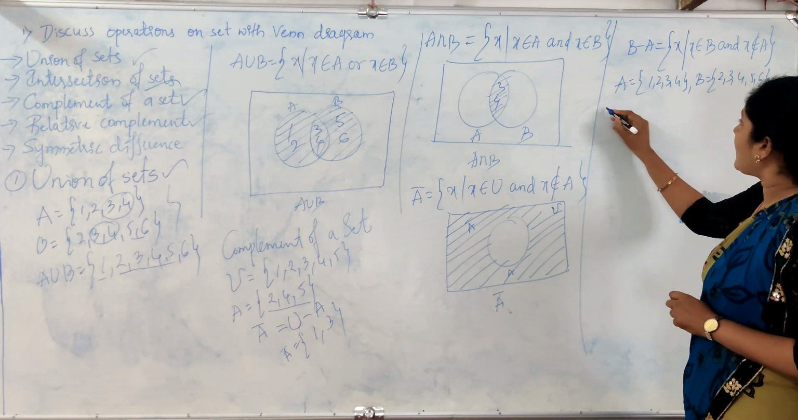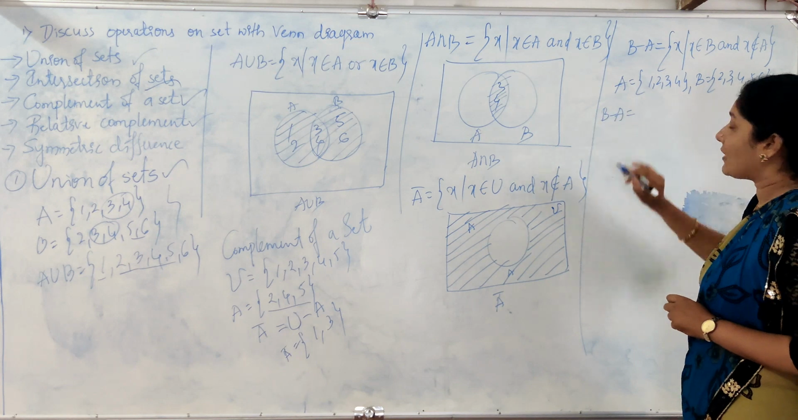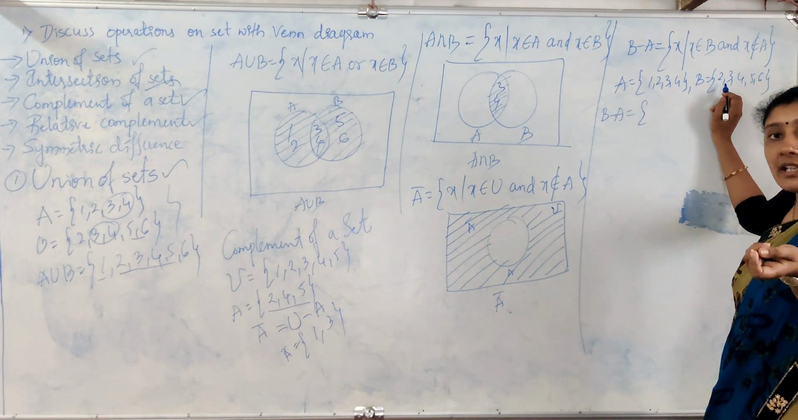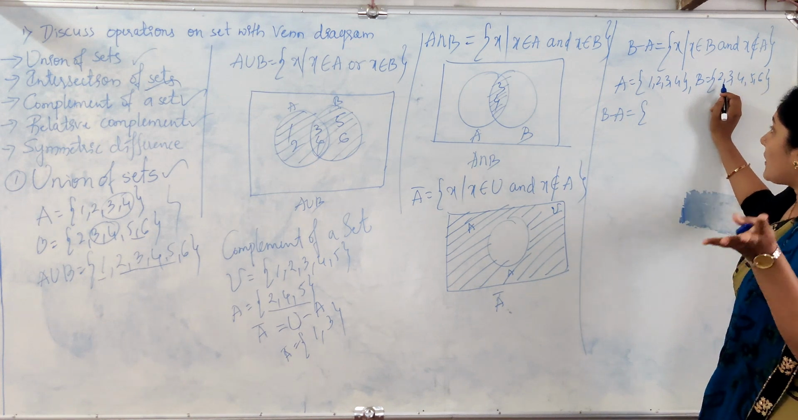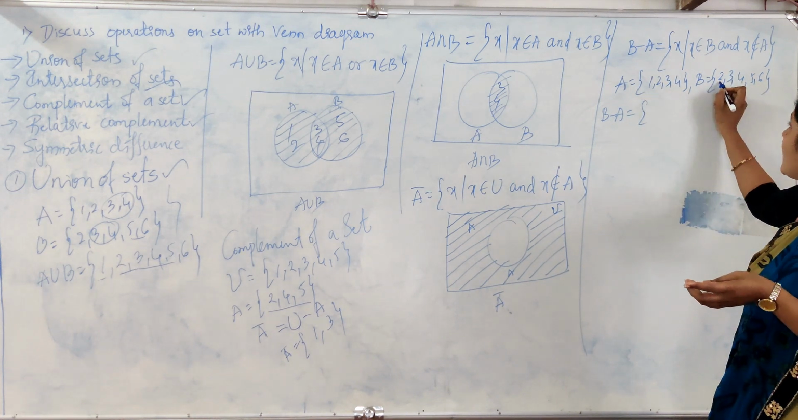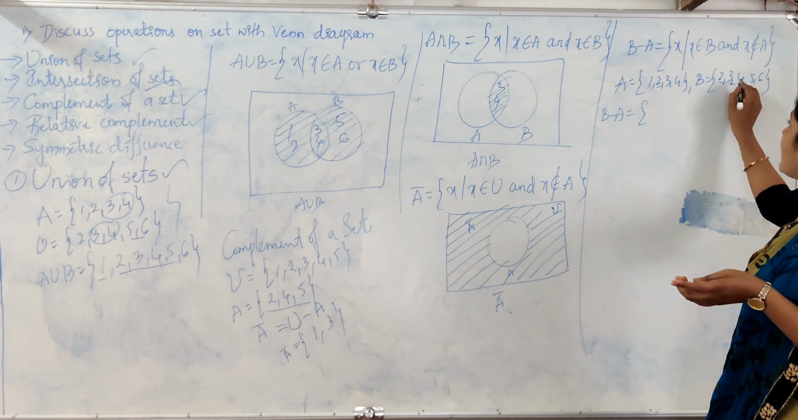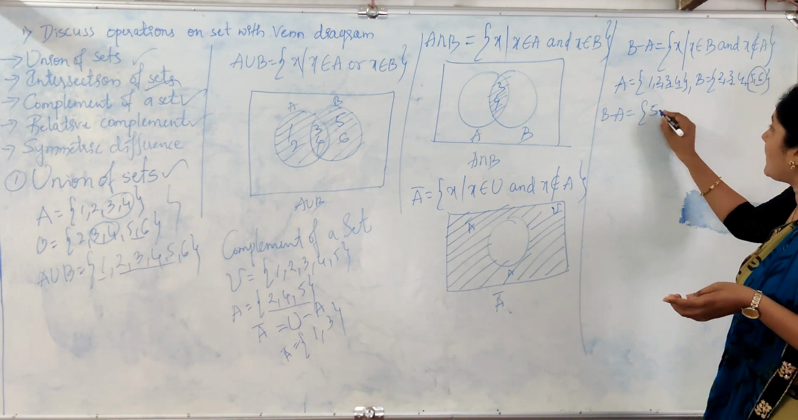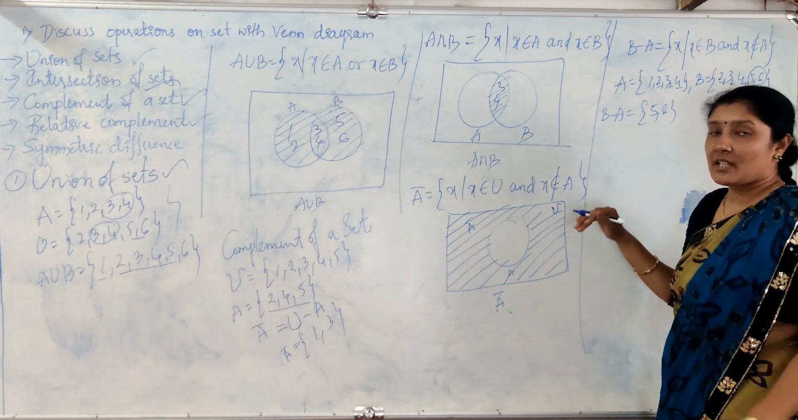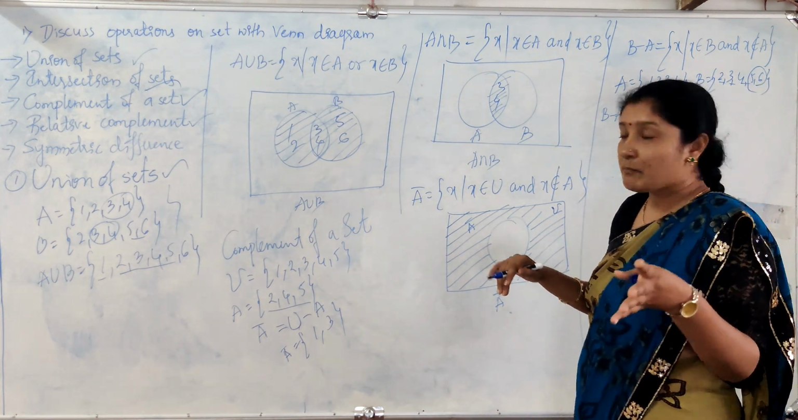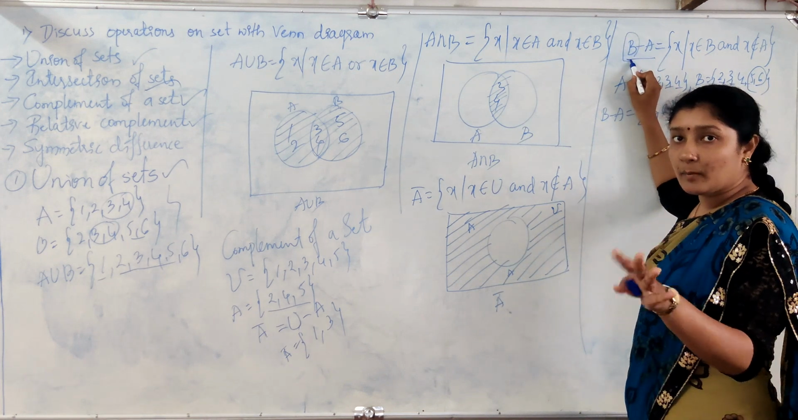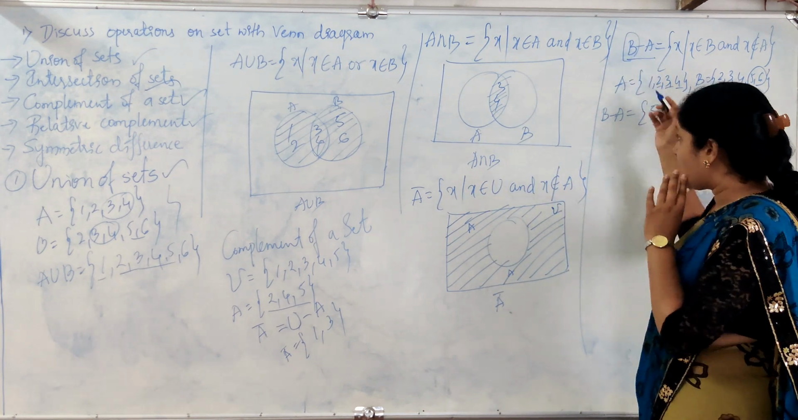So here in this case, B minus A will be the elements which are present only in B but not in A. So which are those elements? 2 present in A, 3 present, 4 present, 5, 6 not present. So only 5, 6. So B minus A, that is relative complement, means the elements present only in B but not in A, that we have to consider.